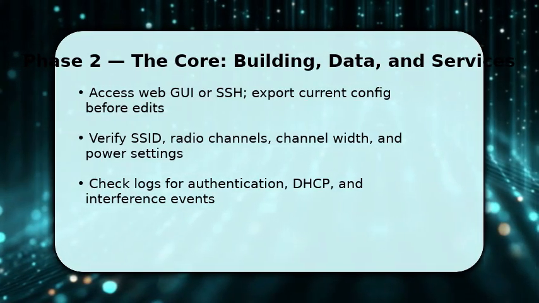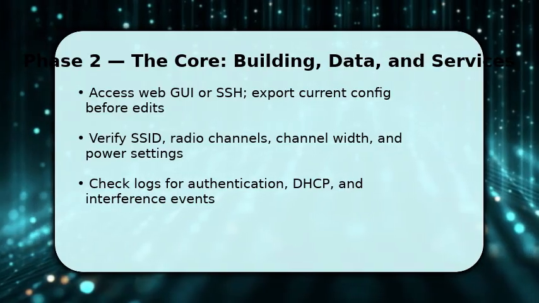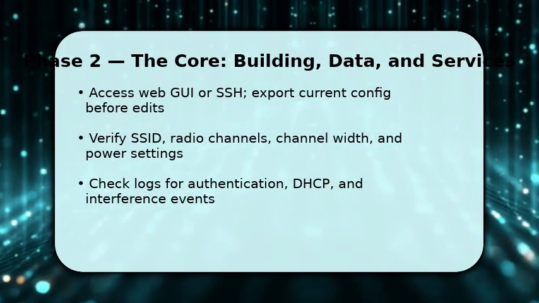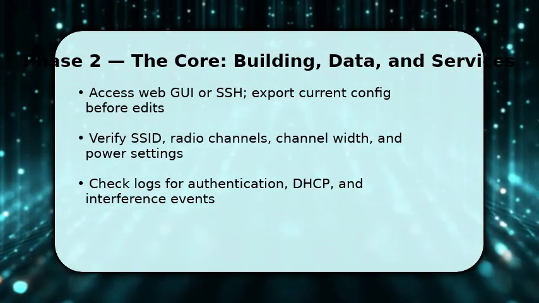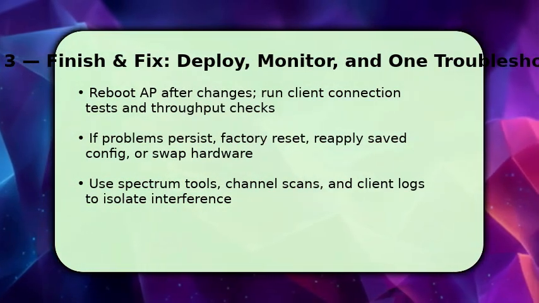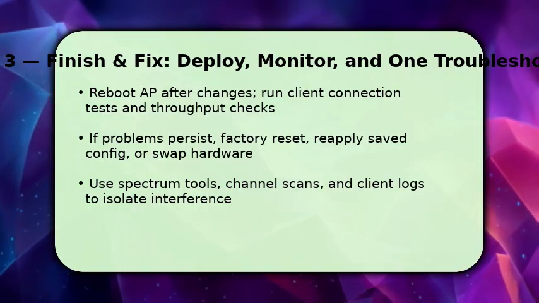If firmware is outdated, plan an upgrade during a maintenance window. Firmware can resolve stability bugs, but read the release notes first. Finish by rebooting the AP and validating with real client connections and throughput tests. Measure both upload and download and check roaming behavior.